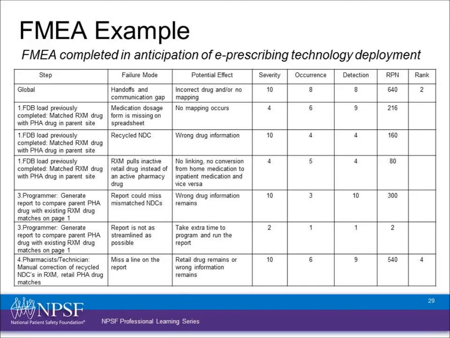So you can see the first one, which was sort of the global problem of handoffs and communication gaps, with the effect of having an incorrect drug and/or no mapping of a drug, had an overall score of 640 and therefore received a rank of 2. The last example on here, number 4, the pharmacy technician manual correction of recycled NDCs in the technology, had a score of 540 and a rank of 4. The ones in between did not get ranked because they were so far below others. Obviously, this is a multi-page report that I've just given you a snapshot of.